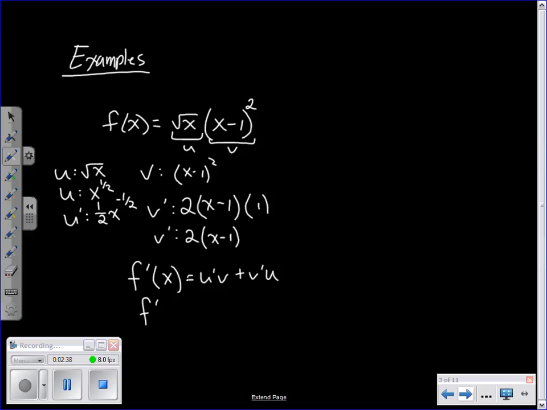So what this then gives me, if I plug everything in, u prime is 1/2 x to the negative 1/2 times v, which is x minus 1 squared, plus, and I have v prime, which is 2 times x minus 1 times u, which is square root of x. So that's my derivative, 1/2 x to the negative 1/2 times the quantity x minus 1 squared, plus 2 times x minus 1 times the square root of x. So it's u prime times v plus v prime times u. And that's product rule.